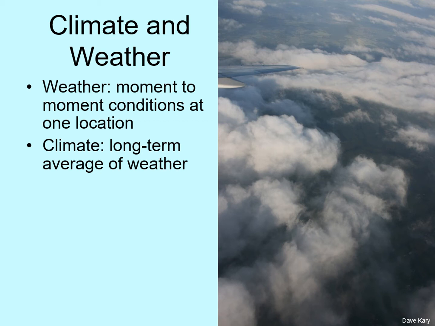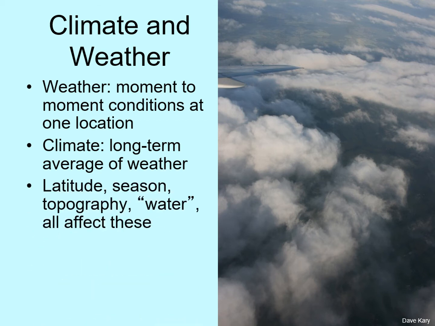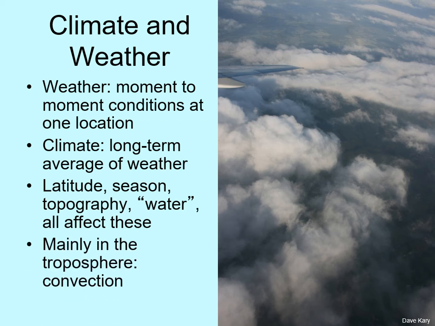Many things can play a role in climate and weather. Some of these include latitude, season, and local topography, as well as the presence of water or other substances that can behave like water on the surface or in the atmosphere. One thing to keep in mind is that most of the processes that we associate with weather and climate happen mainly in the troposphere. This is largely because convection happens in the troposphere. Convection plays a big role in generating winds as well as creating the conditions where clouds can form.